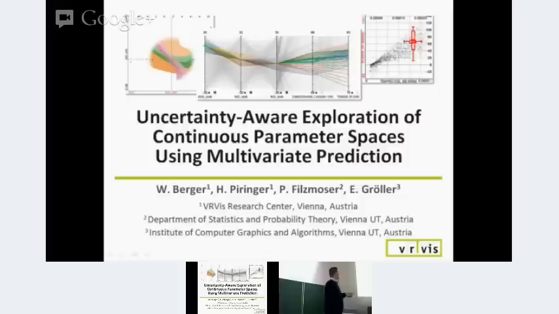Another work that I'm just very shortly mentioning here is something about parameter space analysis. So if you have this model in your computer, maybe your differential equations, you have these parameters, and these parameters define a parameter space. And the question is always which parameter to select.